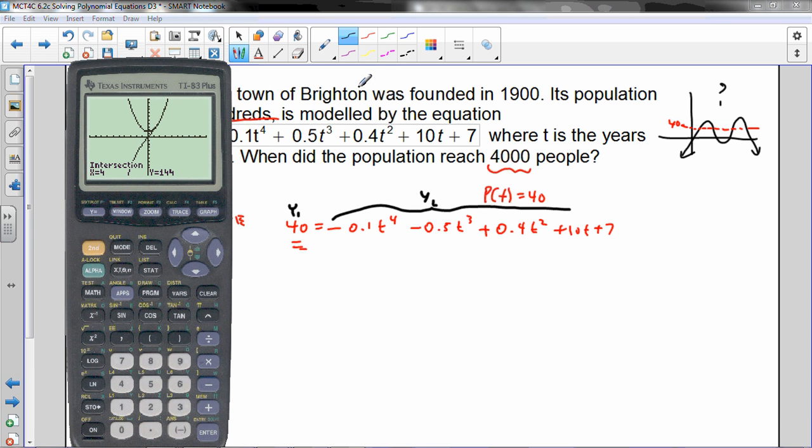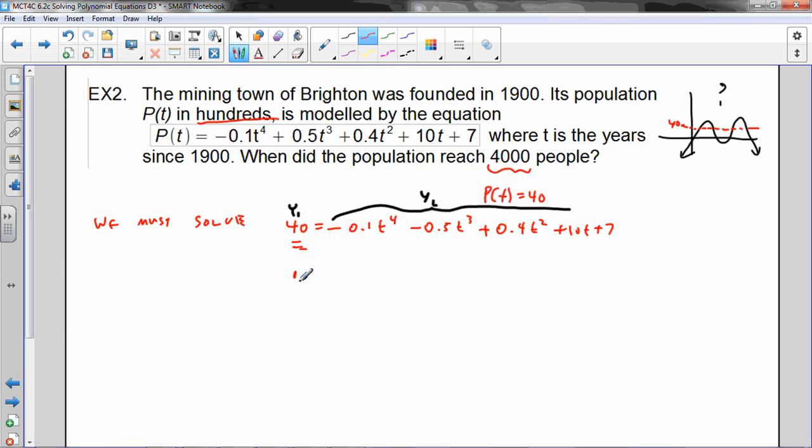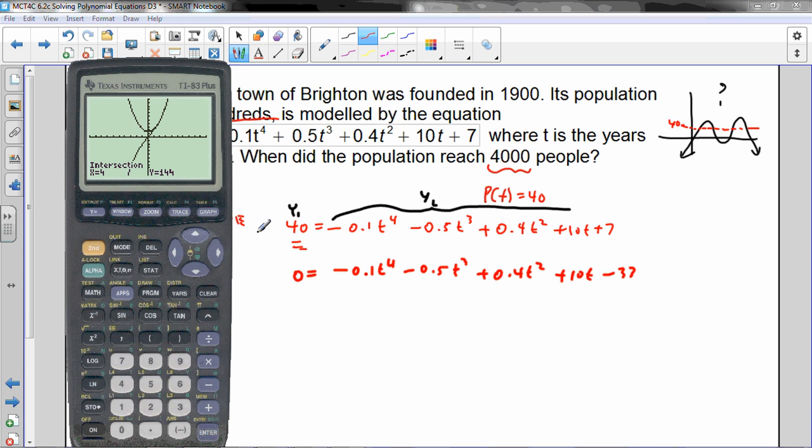Or, and this is just because I did it the other way last time, I'm going to move the 40 over to this side, make that 0, subtract 40 from both sides, and then I'm going to look for the x-intercepts of the graph. So I'm going to graph y equals this whole long thing and see when this function here is 0. But I could do it the other way if I like. That's up to you.